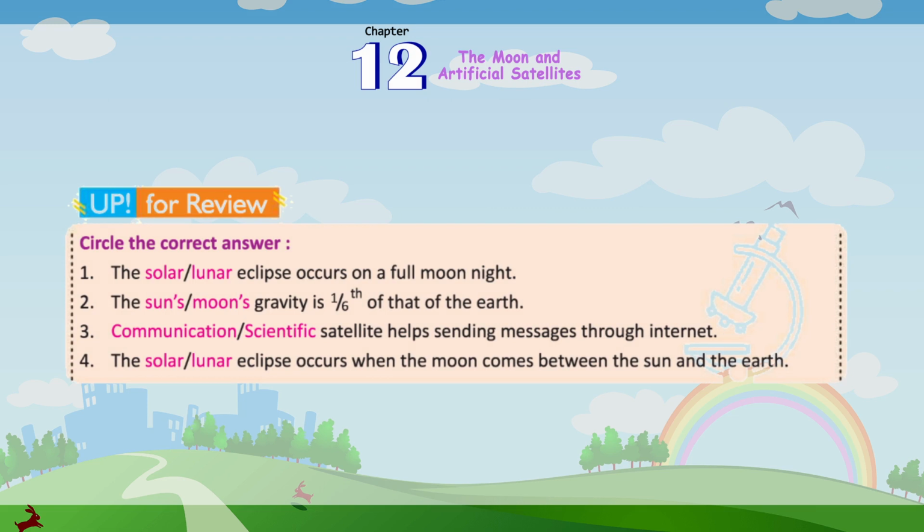Up for review. Circle the correct answer. Number 1. The solar, lunar eclipse occurs on a full moon night. Number 2. The sun's, moon's gravity is one-sixth that of the earth. Number 3. Communication, scientific satellite helps in sending messages through the internet. Number 4. The solar, lunar eclipse occurs when the moon comes between the sun and the earth.